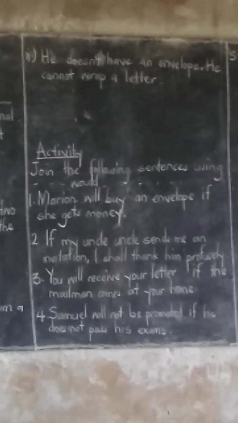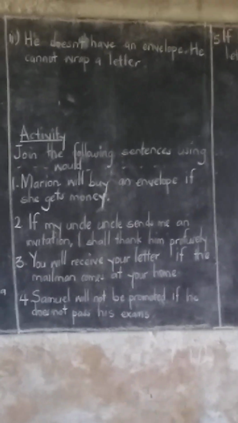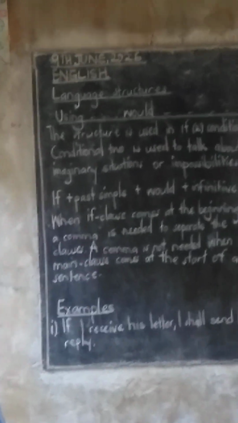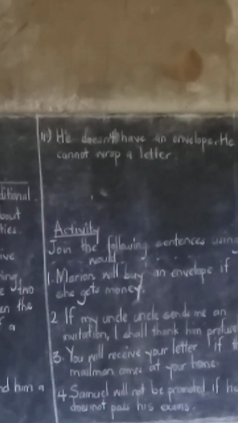So you can also pick this: if wishes were horses, beggars would ride them. Continue and read the sentence. Example: If I see his letter, I shall send him a reply. Again: If I see his letter, I shall send him a reply.